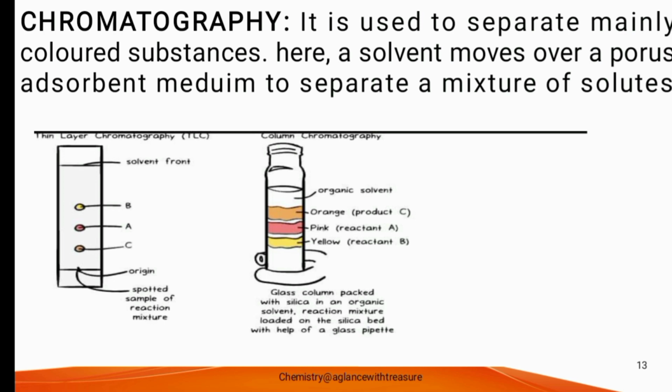The next technique is chromatography. Chromatography is used to separate mainly colored substances and also non-colored substances. Here, a solvent moves over a porous absorbent medium to separate a mixture of solutes. Looking at the diagram, this is thin layer chromatography and column chromatography. From the point of origin, you will find out that the sample of reaction mixture in a solvent is separated into three colors, which are orange, pink and yellow.